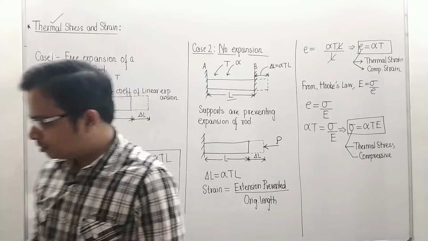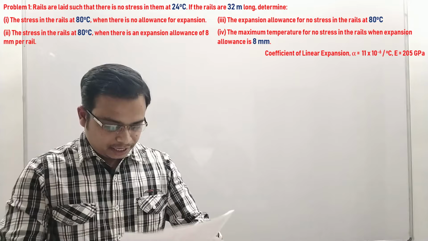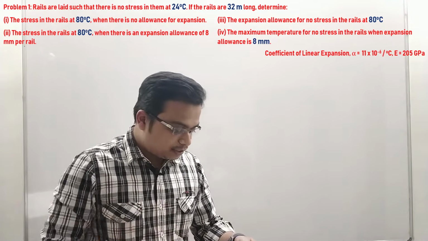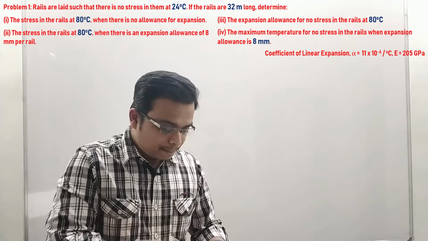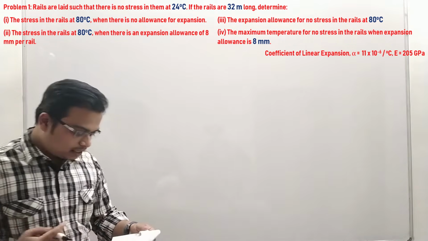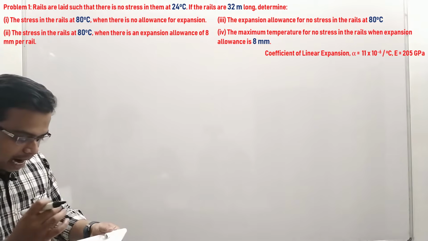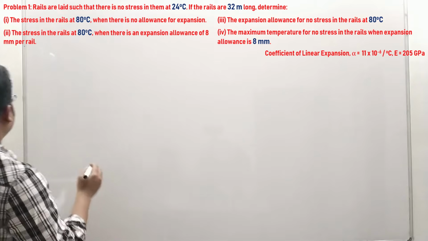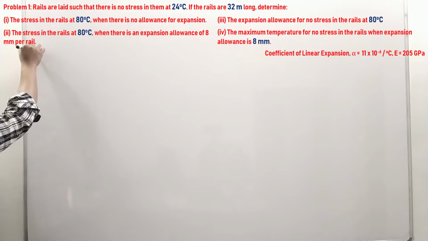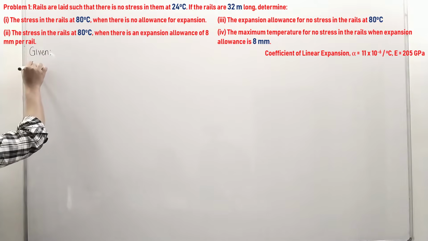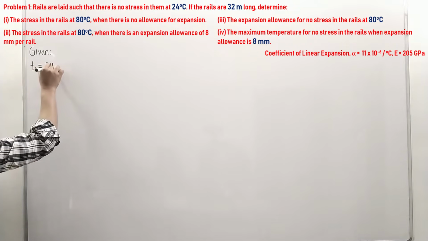Okay, here we go. Let me just read the problem for you. I'm sure a lot of you who are still watching this video must have read the description. Anyway, there are rails which are laid such that there is no stress in them at 24 degrees Celsius. That means the initial temperature is 24 degrees Celsius. Let's write this given: the initial temperature T1 has been given as 24 degrees Celsius.